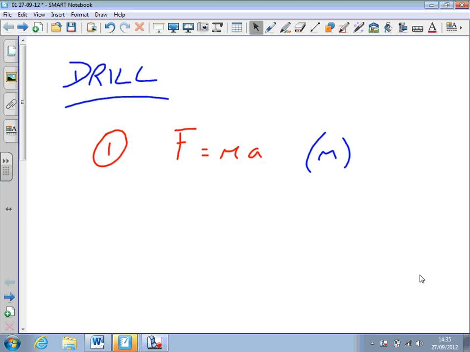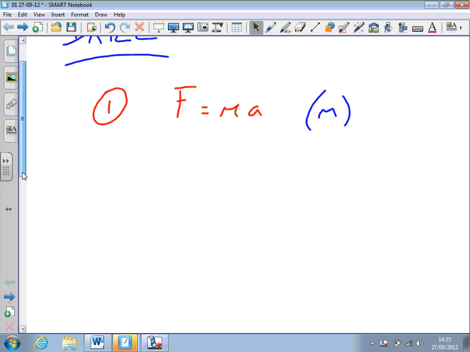Okay, so let's look at this thing then. Number one. So the process is, if I want to get m on its own, I need to get rid of whatever else is on that side. That's the way to think about it.